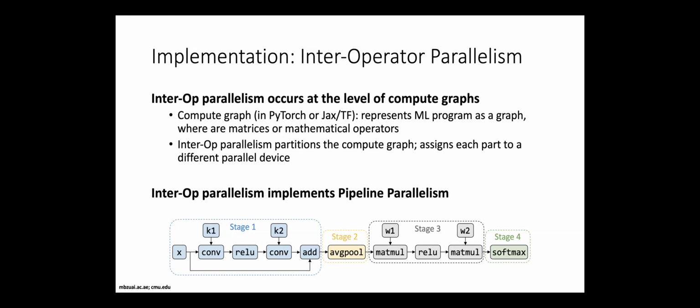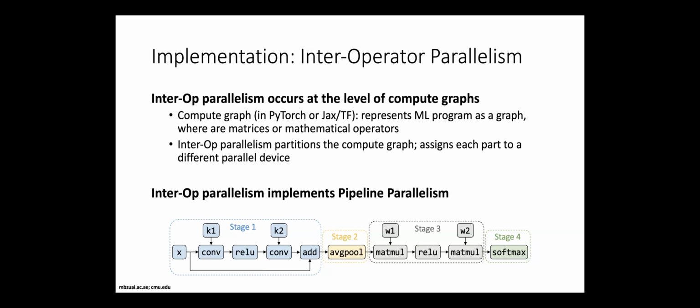One set of nodes is the intermediate values, tensors, matrices, and the other set of nodes are the compute operations, such as in the example below, convolutional operators, rectified linear units, additions, matrix multiplications. Each of these is represented as a graph, and the semantics of the graph is that each of the mathematical operators will take in one or more matrix or tensor inputs and output a tensor.